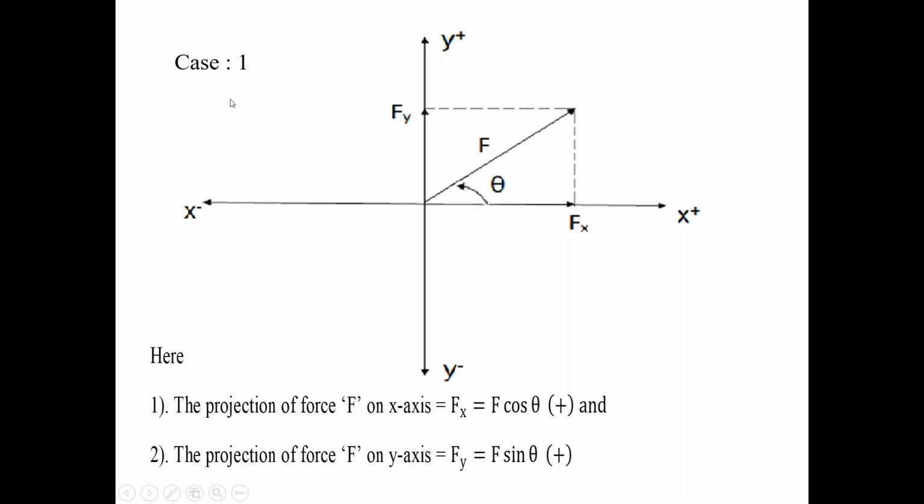So in the first condition, the force F bar is in the first quadrant. The force F makes the angle theta with the x-axis. Then this force F has two projections. The x-axis projection is Fx. The y-axis projection is Fy. Here, since this force F makes the angle theta with the x-axis, the equation of Fx is F cos theta. Because in this diagram, cos theta is equal to the adjacent side, what is that adjacent side? Fx, divided by the hypotenuse. What is that hypotenuse?